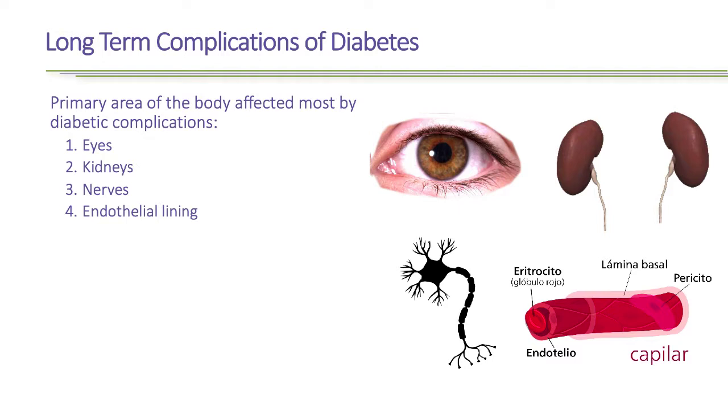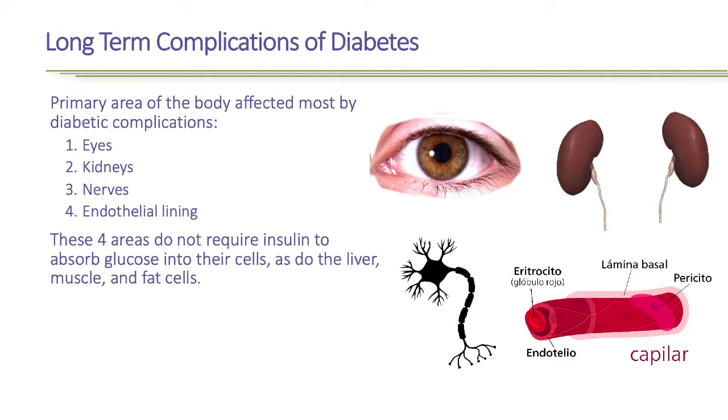With the kidneys, you can develop diabetic nephropathy and have kidney failure. Those persons who have type 2 diabetes many times have peripheral neuropathy, where they have numbness and tingling in their hands and feet. And if you have endothelial lining inflammation, that creates hypertension, as well as accelerated atherosclerosis.